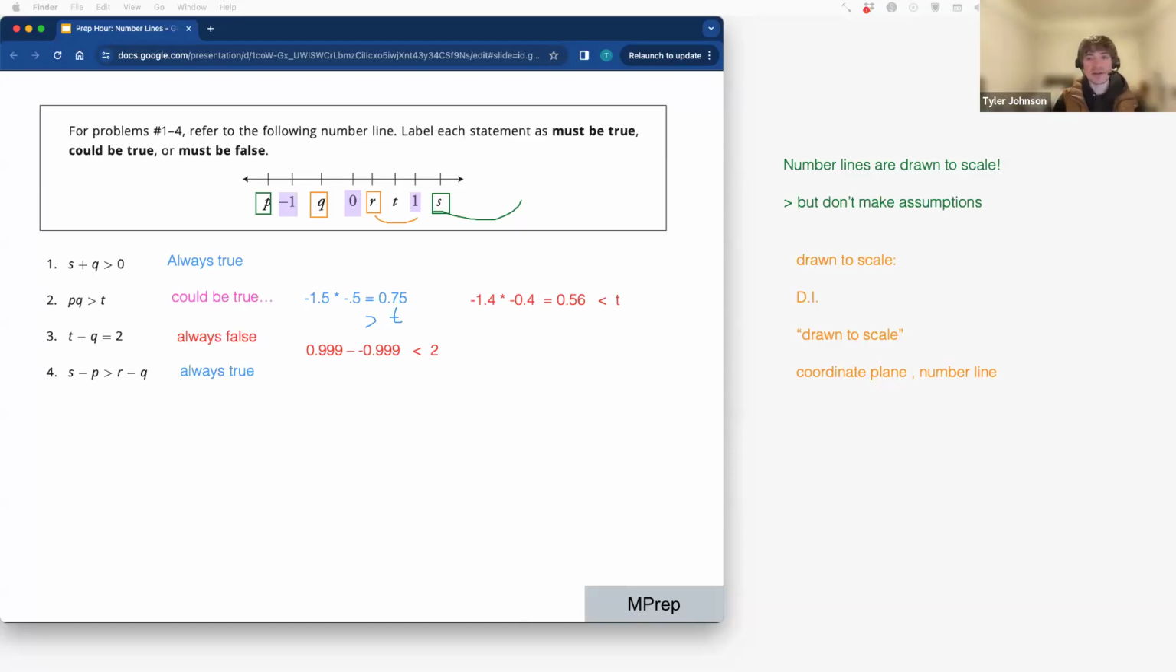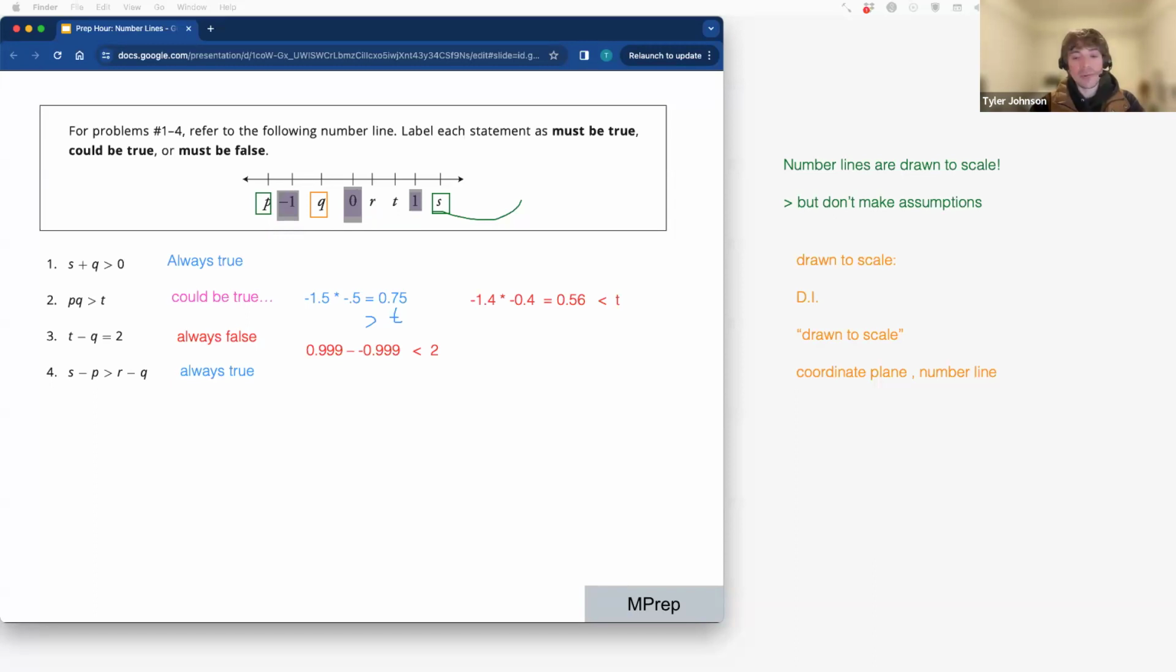So major takeaway here, number lines are going to be drawn to scale, but you only want to really treat the concrete values there as the actual numbers, like 0, 1, and -1. When it comes to variables on the number line, you got to be careful. You don't want to just eyeball it and assume T is exactly 2/3 or something like that. You can acknowledge that T is a positive fraction between 0 and 1, but it's going to be harder to split the hairs further than that.